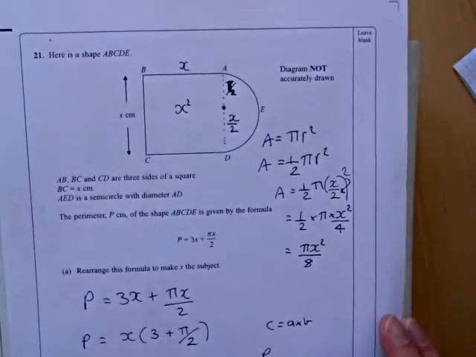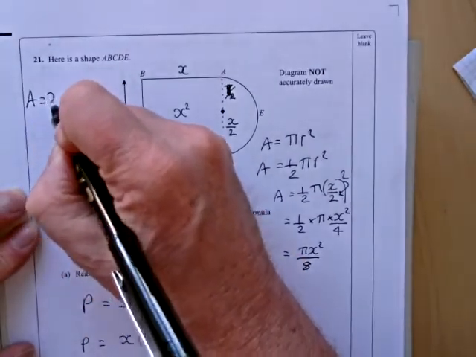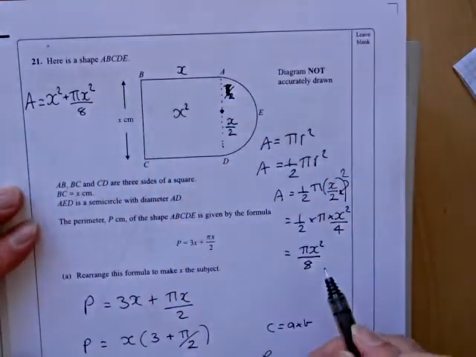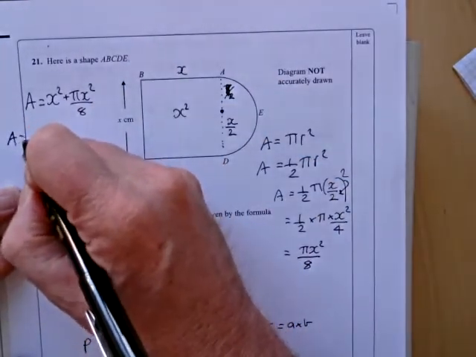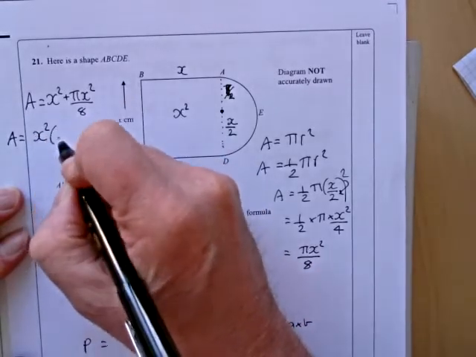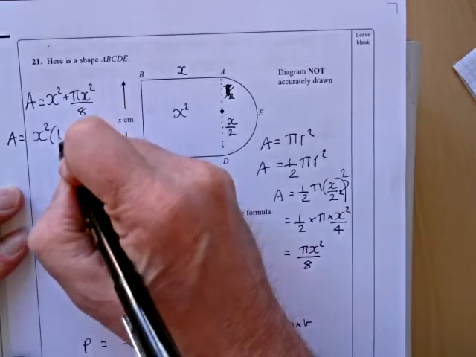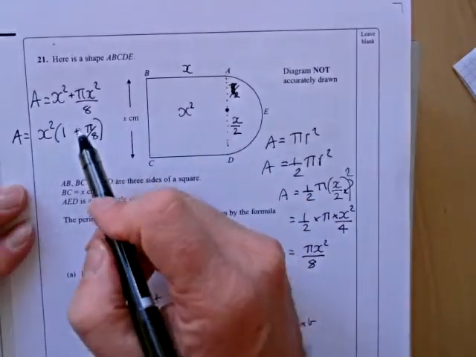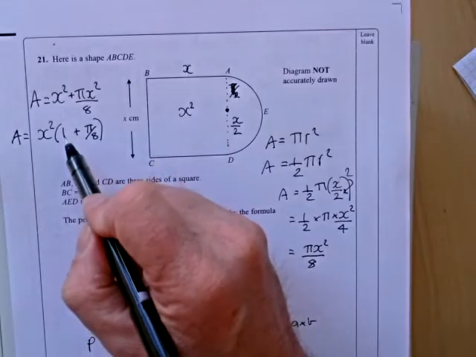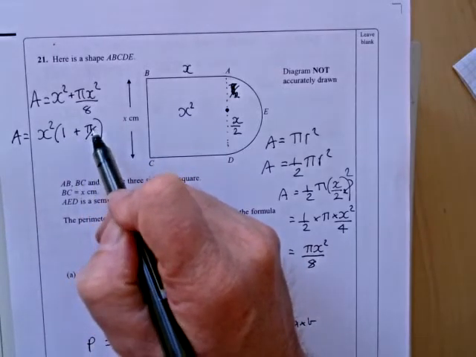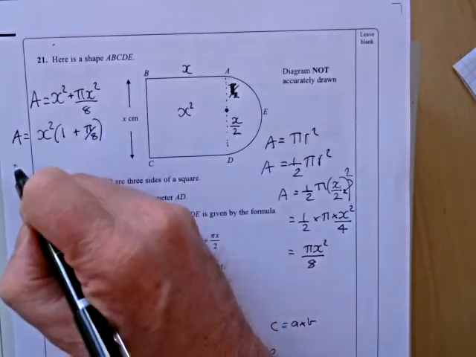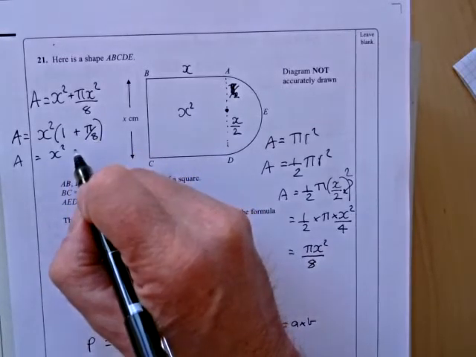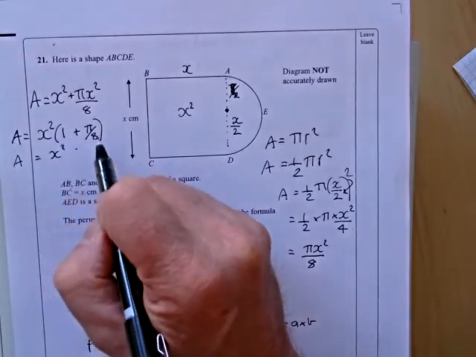So the full area of the shape will be x squared plus pi x squared over 8. We can take x squared out as a common factor. So A will equal x squared times, it would be 1 to get x squared there, 1 plus pi over 8. We could write that over a common denominator as 8 plus pi over 8, but we can leave it like that, to be honest: 1 plus pi over 8.